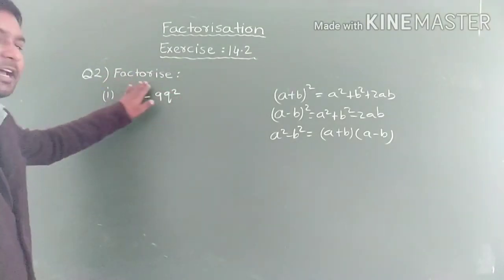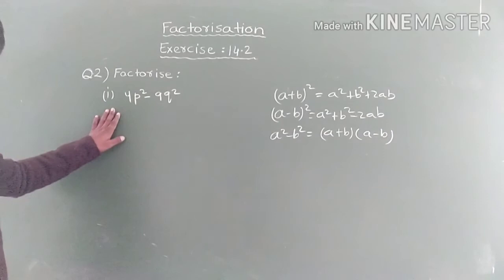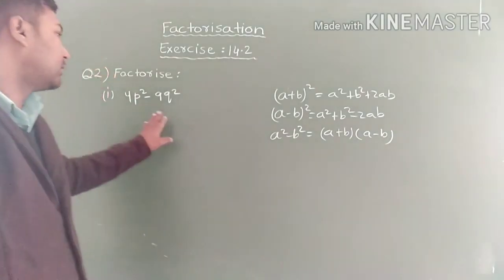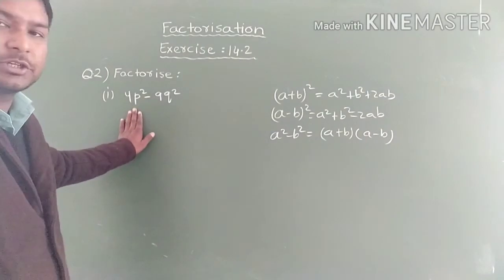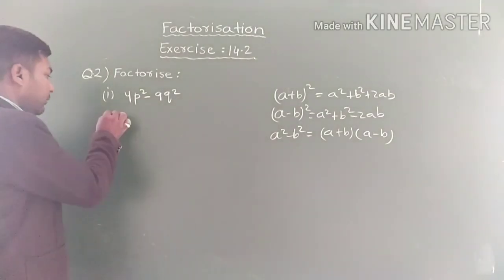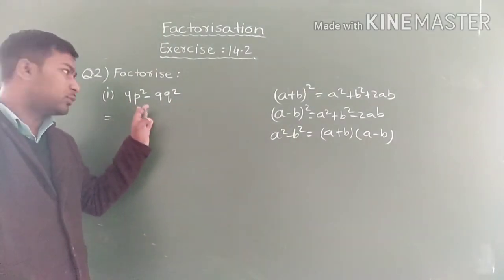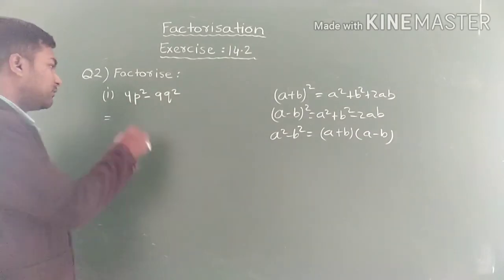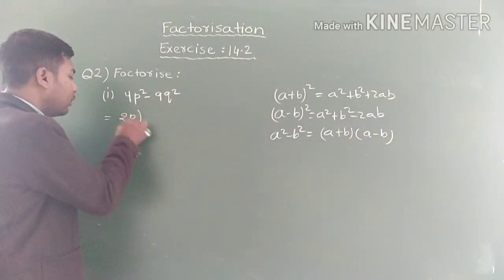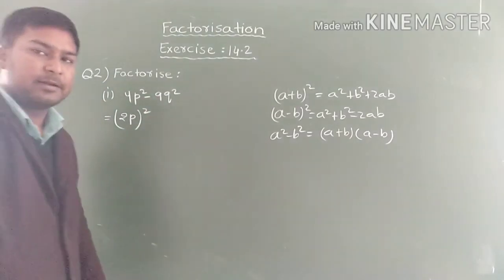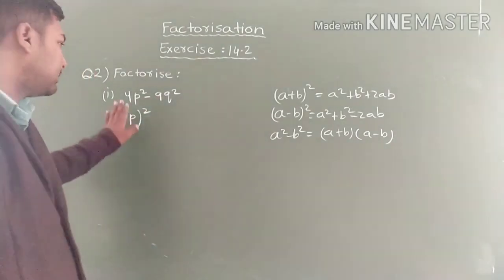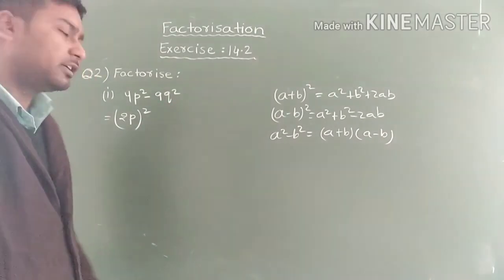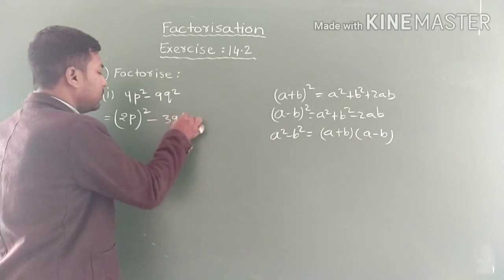Question number 2, factorize. Question is given here: 4p square minus 9q square. Okay, so in this question we can convert it to whole square. So 4p square. 4 is the square of 2. So it will be 2p whole square. Okay, it is converted into whole square. Similarly 9q square. So 9 is the square of 3. So we can write 3q whole square.